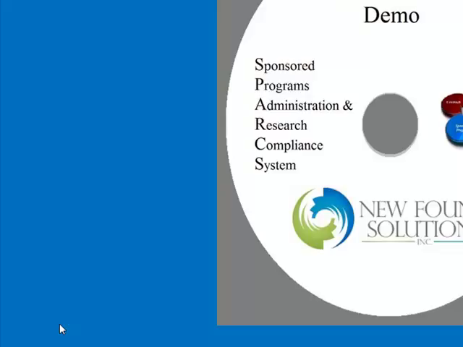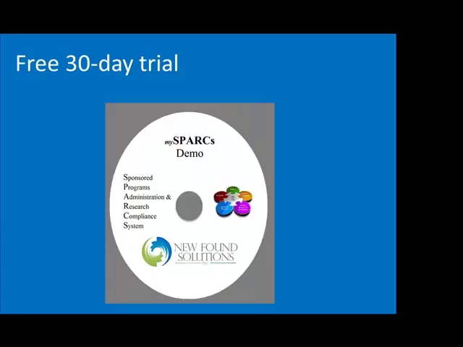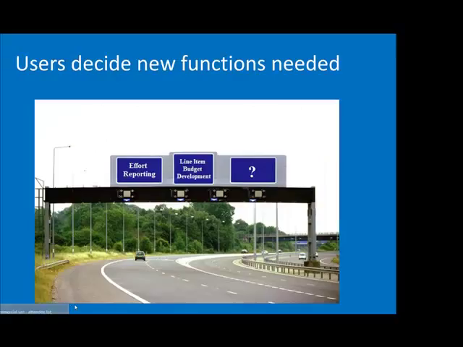The 30-day trial is established with a runtime version of FileMaker, so you're not required to have FileMaker Pro installed on your computer. The runtime version will not allow the user to network the system. However, it will allow you to navigate through the entire Sponsored Programs module and interact with all the screens and functions. Any data that you enter during your 30-day trial of the mysparcs program will be easily imported into the full system when that purchase is made.